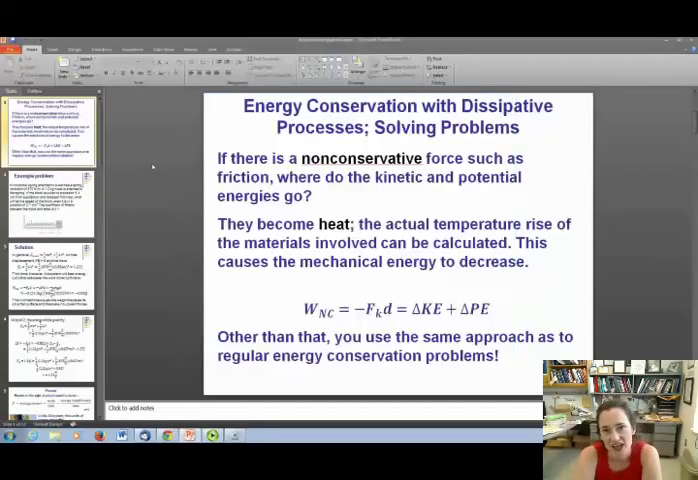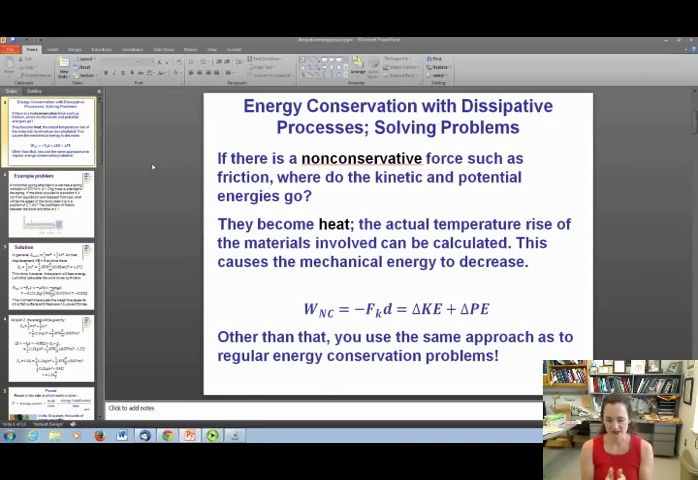Hi. In our last lecture, we talked about energy conservation problems where you could ignore friction. But what do you do if there is a non-conservative force like friction or drag and you have to deal with it? Where does that energy go? Where does the kinetic and potential energy go?